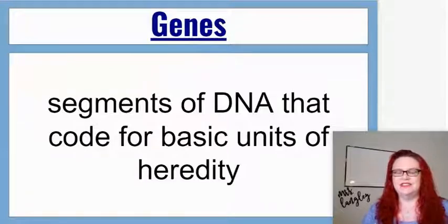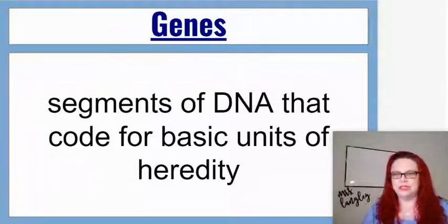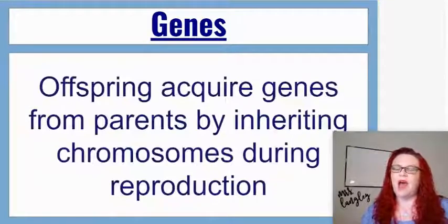A gene. Gene is just a segment of DNA that codes for basic units of heredity. So on our DNA, we have little pieces, and those pieces each code for something. It could be a code for your eye color, a code for your blood type, all different things in there, but each little one we call a gene. Offspring acquire genes from parents by inheriting chromosomes during reproduction. Now, offspring, that means babies. So our babies get genes from their parents as we reproduce.